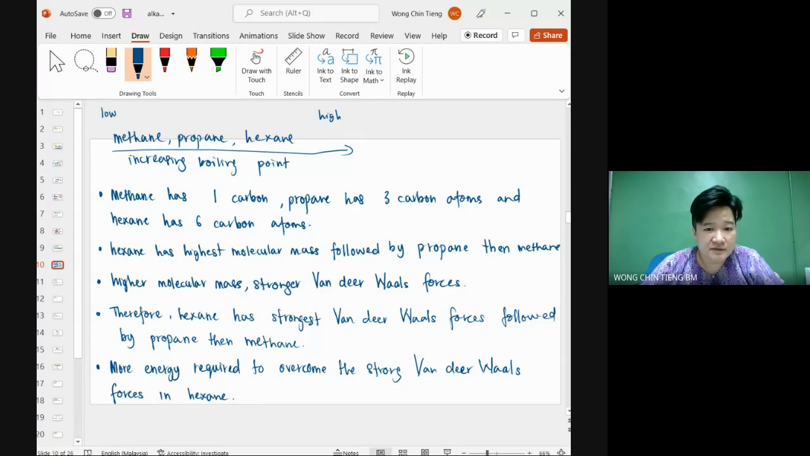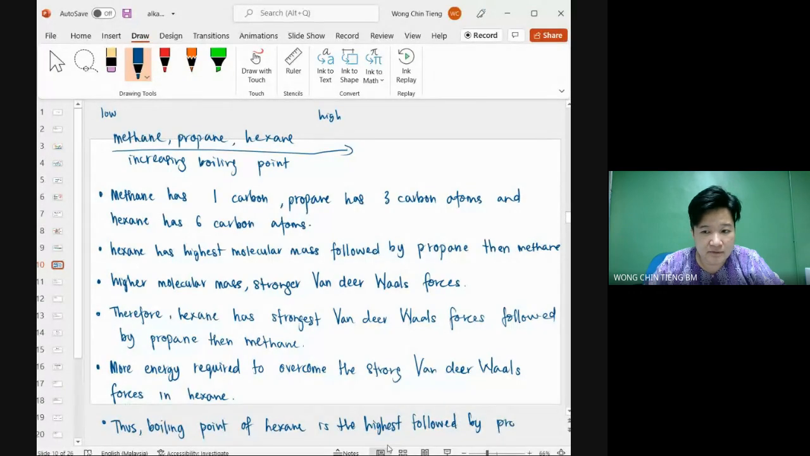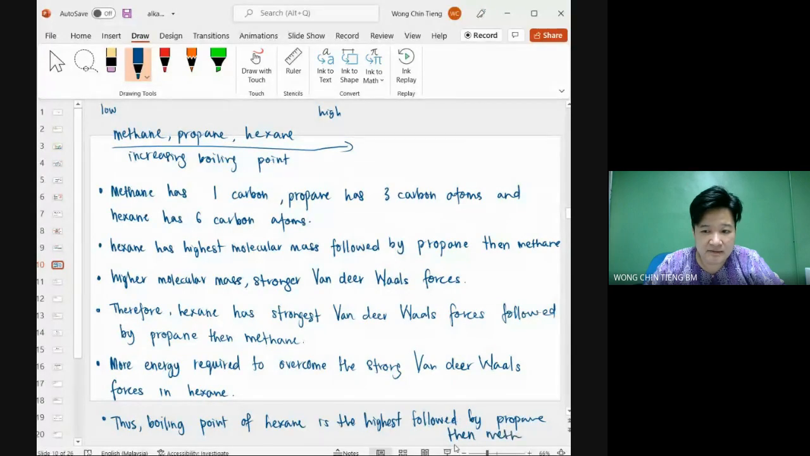Okay. Last but not least, thus boiling point of hexane is the highest. Jangan berhenti kat situ. Soalan kamu ada 3 benda weh. Is the highest. Followed by siapa? Followed by propane. Then methane. Jangan berhenti kat satu. Soalan kamu ada 3 benda. Cerita 3 benda tu. Okay.